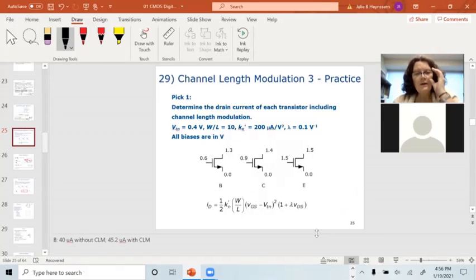Okay, so we did a couple of example problems. We did B, and what we found for B was the big ID. This part right here is what I'm going to call big ID. This is the current without channel length modulation. So the big ID for part B was 360 microamps.